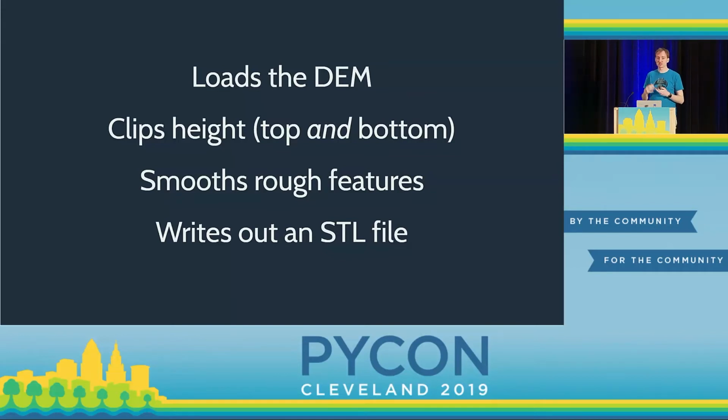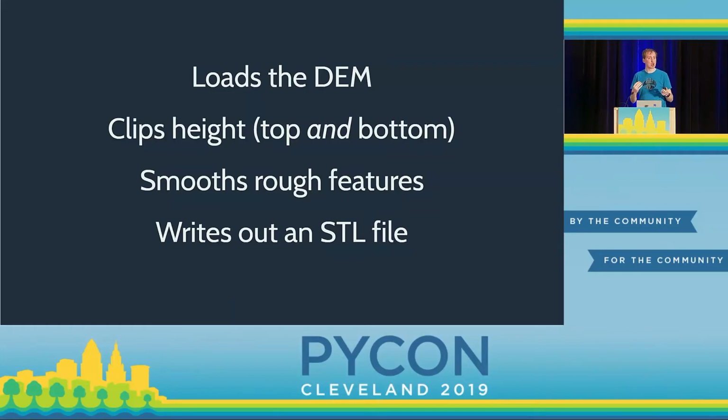Once you've got that, you have to then smooth out the rough features. Even when it's not on reflective surfaces, LiDAR is just rough. It just reflects a bit and has some jaggedness. So you've got to run a smoothing pass. Again, in Python, this is written as an array pass. And then finally, you write out an STL file.